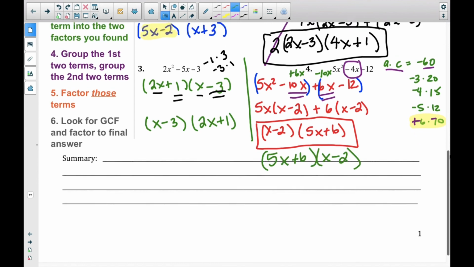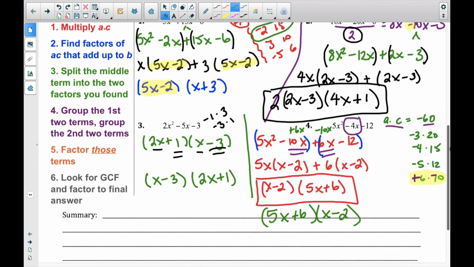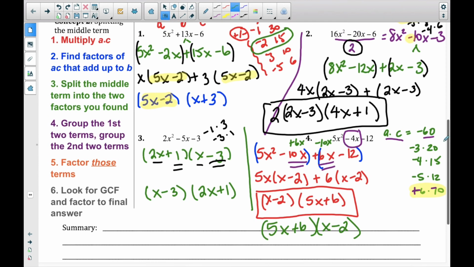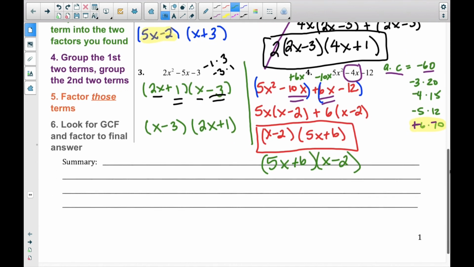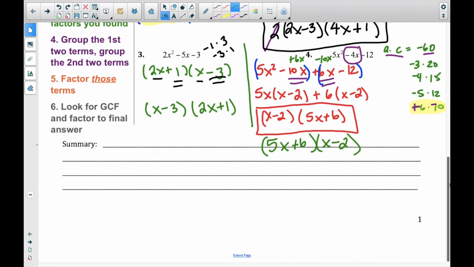This is, like I said, AC method or splitting the middle term method. If you are bad at guess and check, then this is what you should use. Over in the margin, if you write this stuff down, those are the steps that you need. There are millions of videos on the internet. If you want to see someone else working out these problems, just go to the internet and Google factoring by AC method or factoring by splitting the middle term, and you will find other explanations.